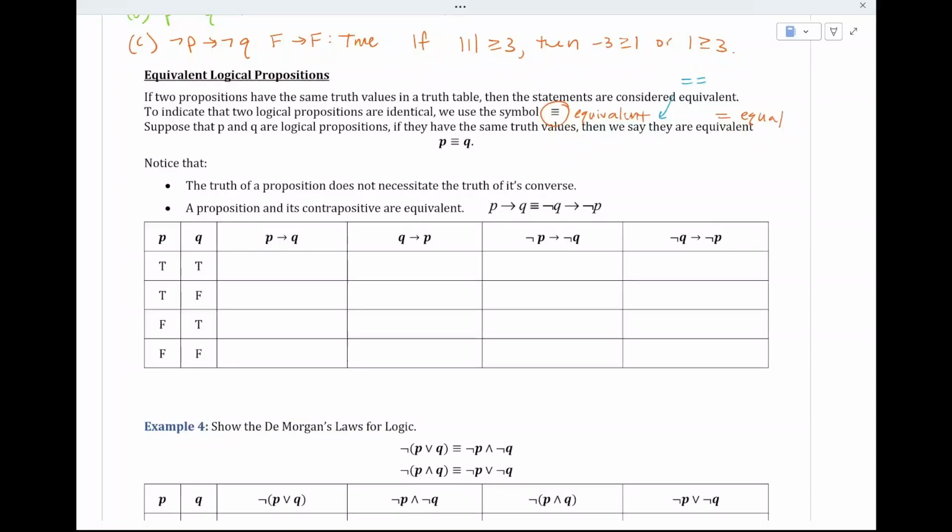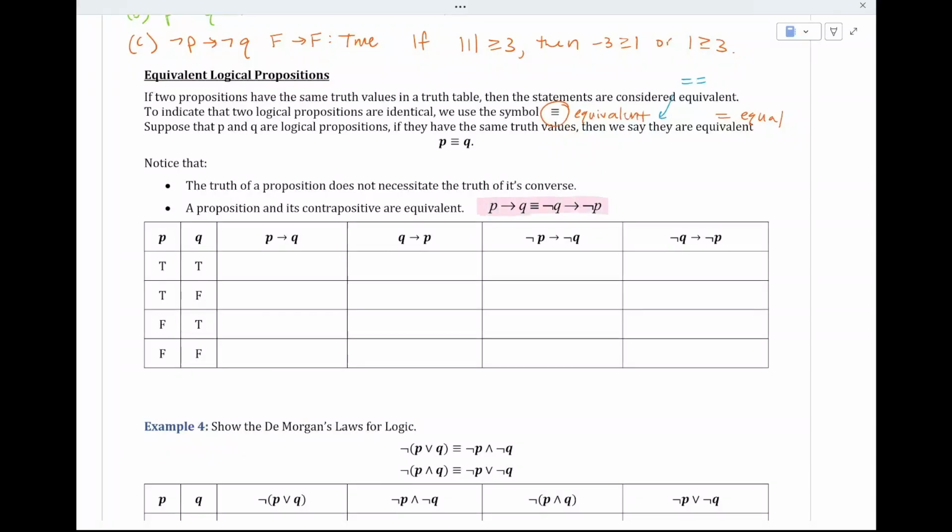Suppose that P and Q are logical propositions and they have the same truth tables, then we can say they are equivalent. P is equivalent to Q. Triple equals, three bars. Notice that the truth of a proposition does not necessitate the truth of its converse. So we talked about that already. If a proposition is true, its converse isn't automatically true. But a proposition and its contrapositive are equivalent. So if a proposition is true, then its contrapositive is also true.